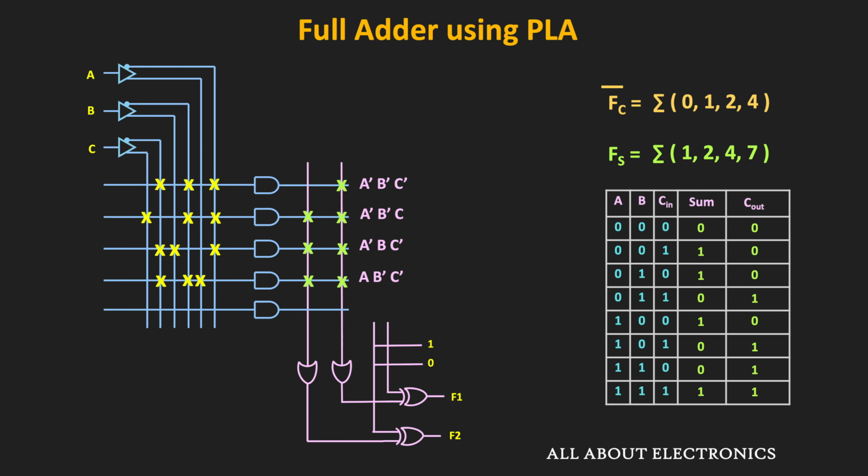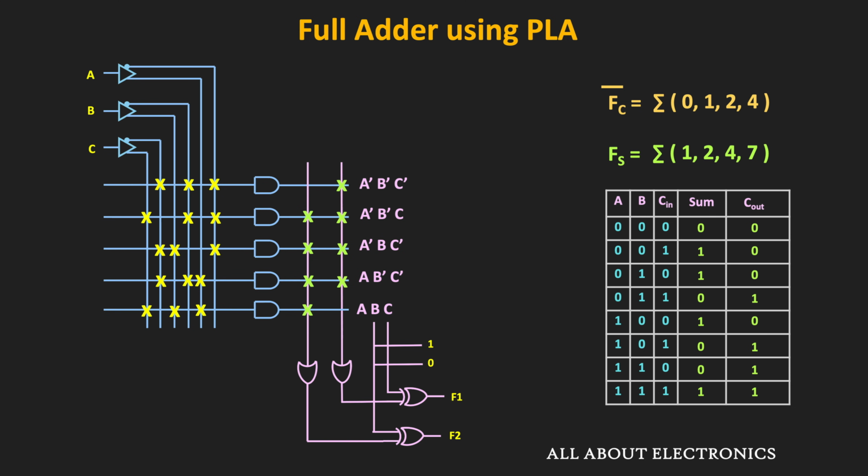And likewise, the last required minterm is equal to minterm M7, that is equal to A dot B dot C. So this minterm is only required by the sum output, and that is why it is only connected with the one OR gate. So in this way, the output of this first OR gate represents the FC dash, while the output of the second OR gate represents the sum output.